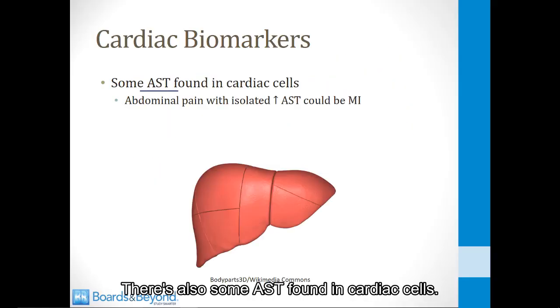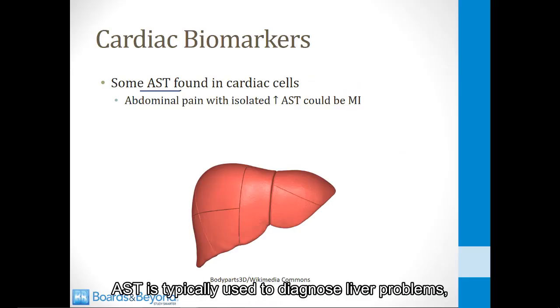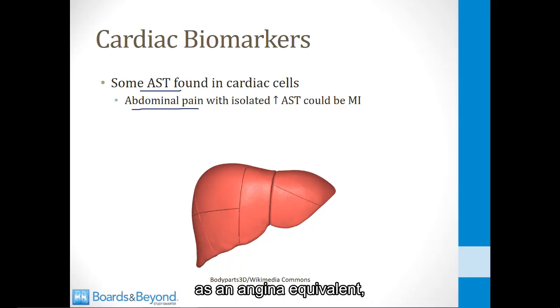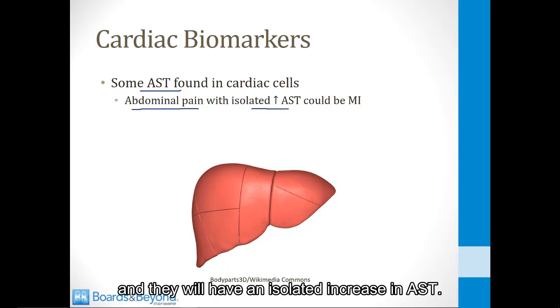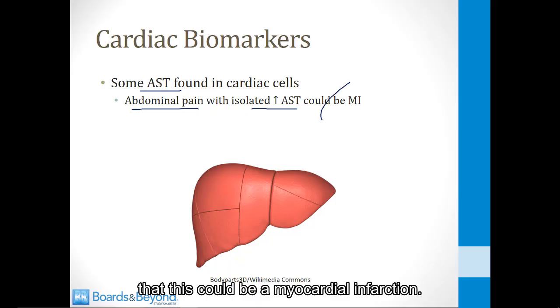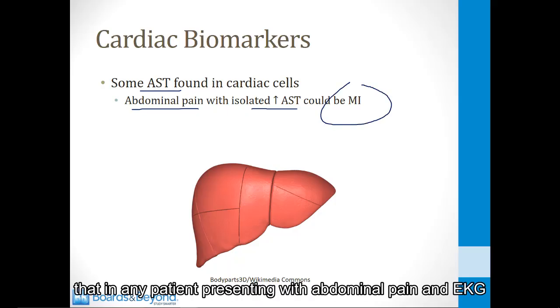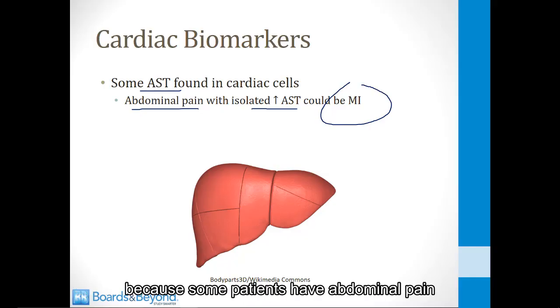There's also some AST found in cardiac cells. AST is typically used to diagnose liver problems, but sometimes patients will present with abdominal pain as an anginal equivalent, and they will have an isolated increase in AST. You should be aware that this could be a myocardial infarction, and this is one of the many reasons that in any patient presenting with abdominal pain, an EKG is usually checked because some patients have abdominal pain instead of chest pain as their anginal equivalent.